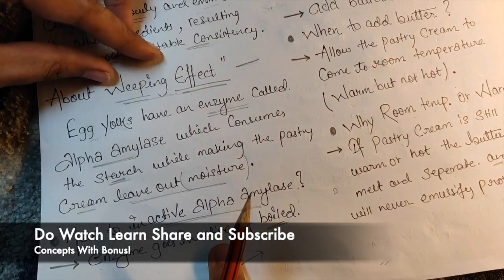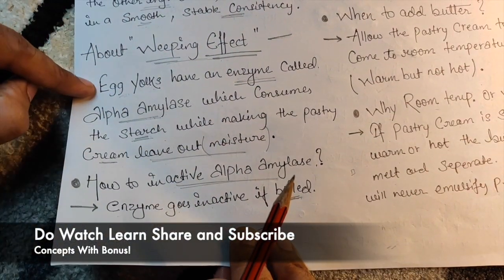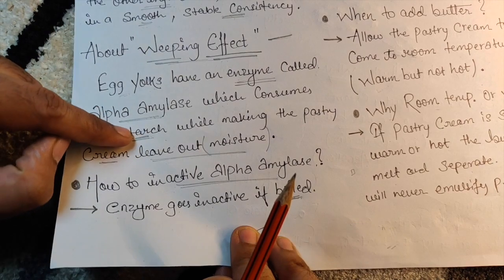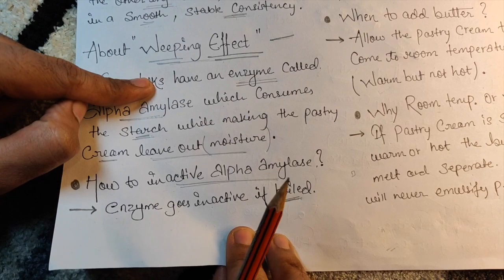If it comes to whipping effect, go for a little bit of boil. Simple as that. That means the alpha amylase which is present in the yolk will die, and it is not going to eat your starch and will not live out in the moisture. As simple as that. Clear with this?